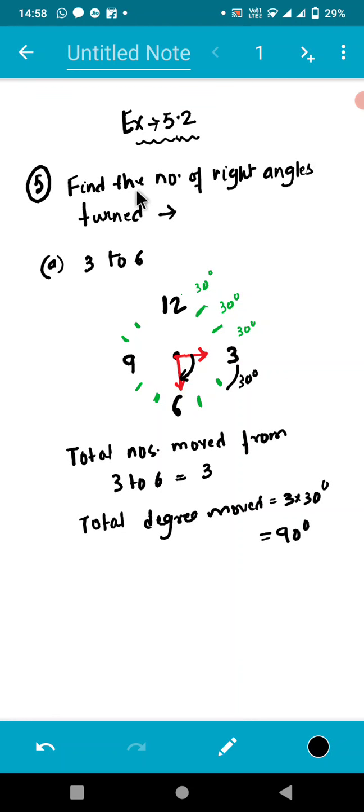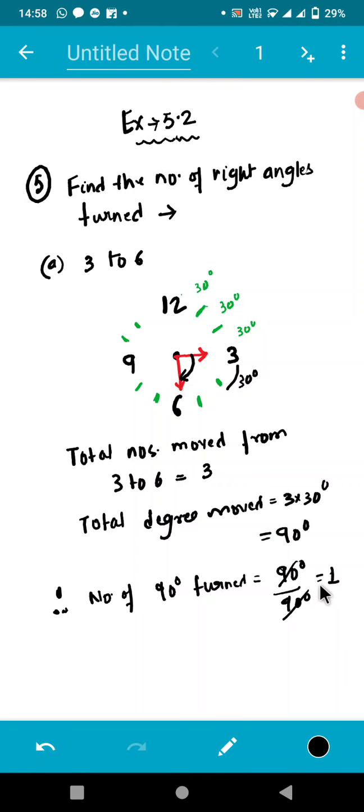Now you have to write how many right angles you have turned. Therefore, the number of 90 degree turns: the answer that we get here, you have to divide by 90 degrees. Now you have to reduce it, so your answer is 1. So how many 90 degrees have you turned? Only one 90 degree turn. So this is how you have to do all the sums of question number 5.